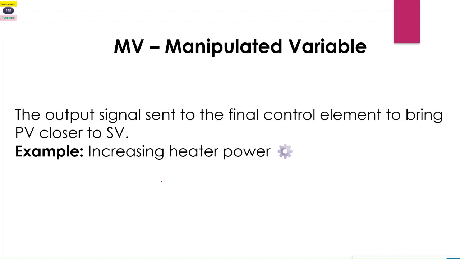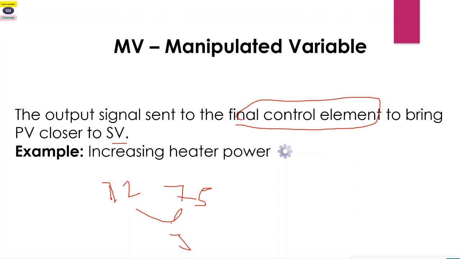Now, the third term is very important: manipulated variable. The output signal sent to the final control element, which is the control valve or on-off valve, to bring the PV closer to SP. Means your PV is 72 and your set point is 75, then the basic difference is 3 degrees. So what does MV do? MV is to do something in the final control element so that the difference between PV and SP can be closed. So if we increase the heater power, the PV value will become similar to the set point. So this is the main function of the manipulated variable.